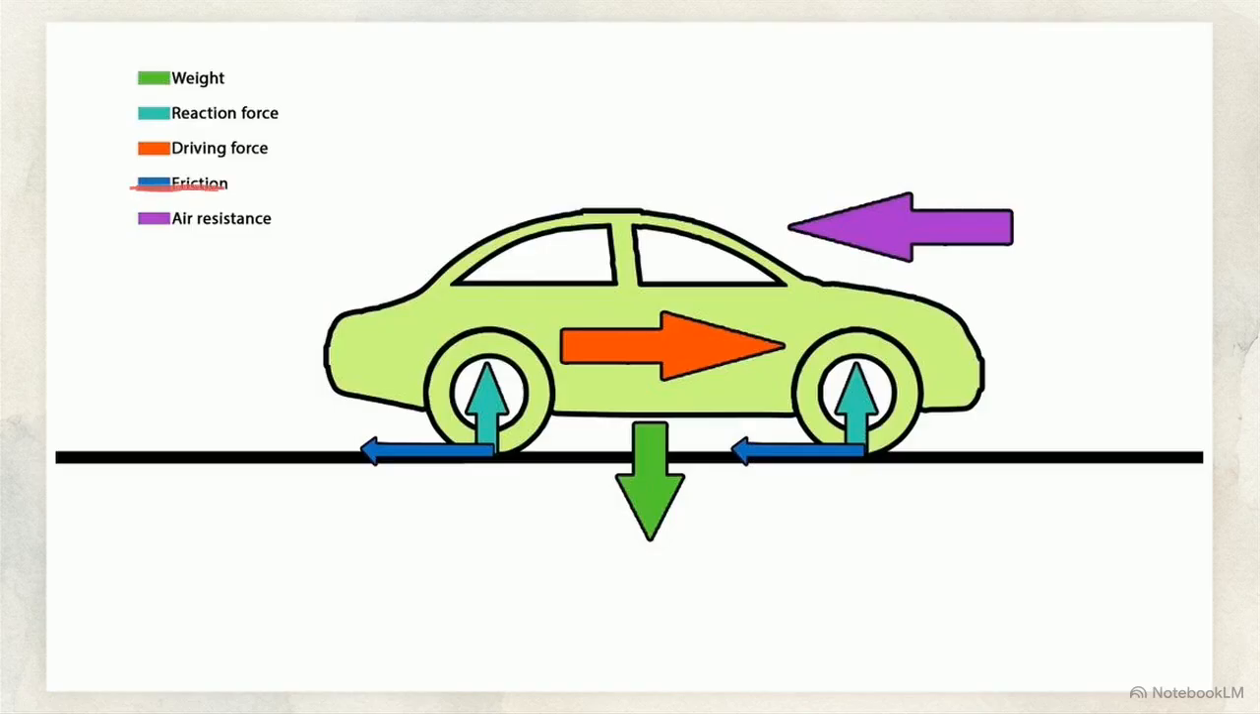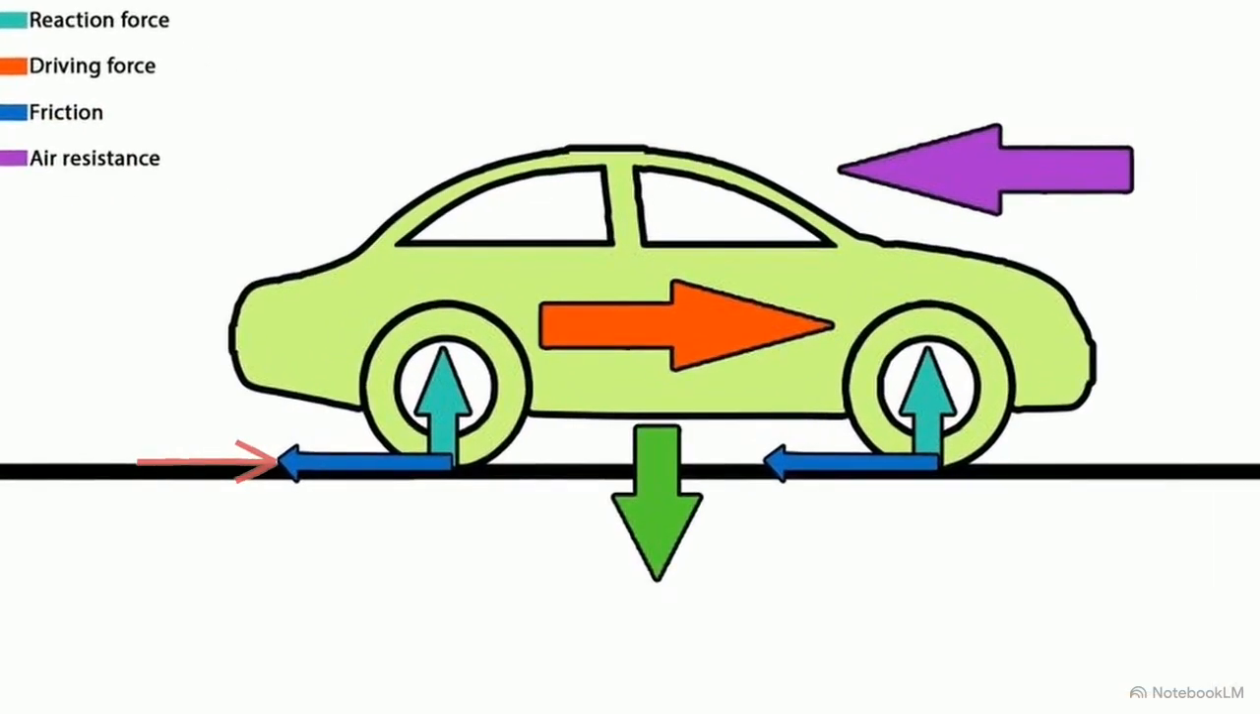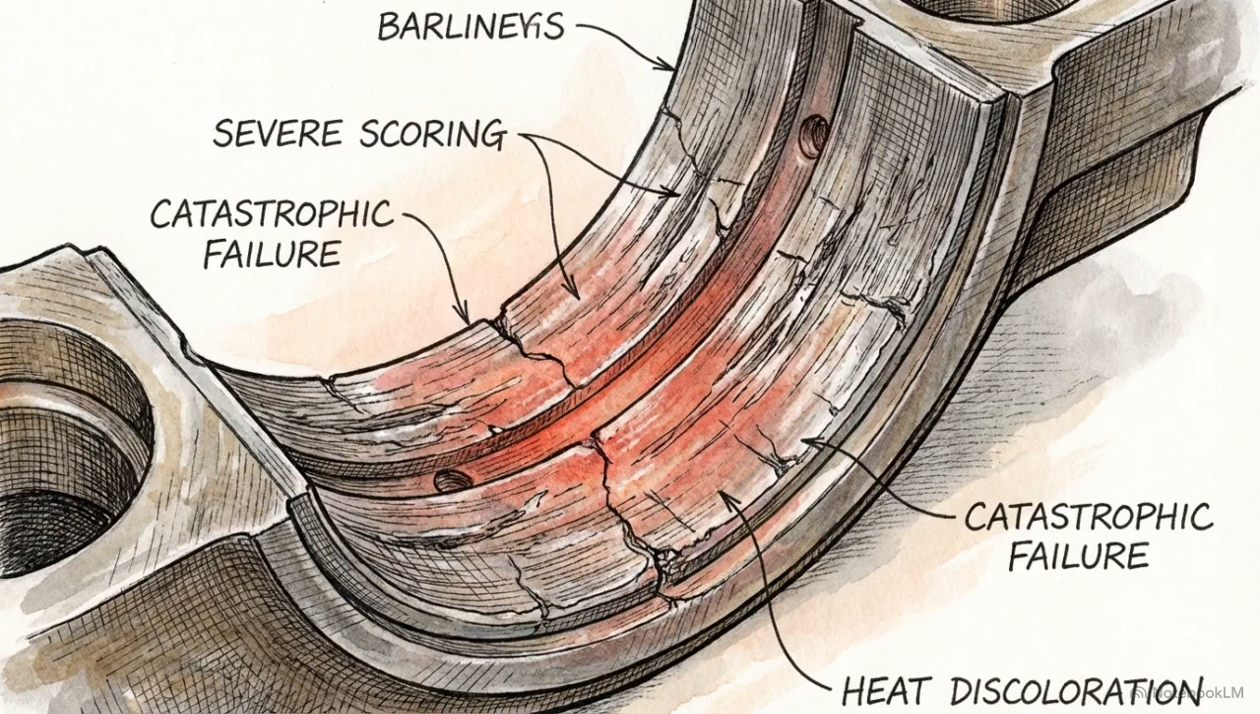Different parts of a vehicle require entirely different states of friction. The tires rely on static friction against the pavement to grip and propel the car. But deep inside the engine block, kinetic sliding friction between moving components will cause immediate destruction.